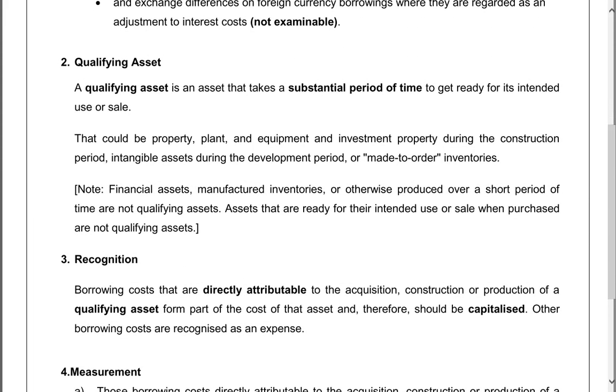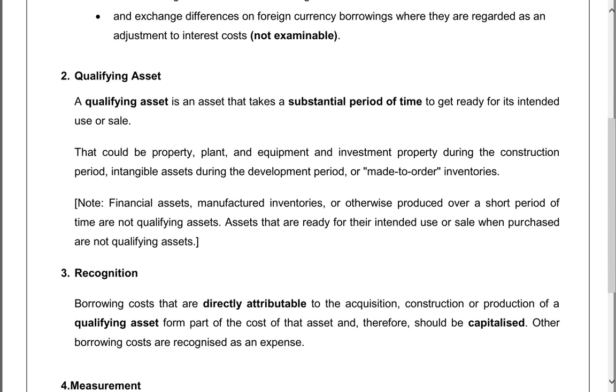So, qualifying asset. The definition is an asset that takes a substantial period of time. They never say how long, but not necessarily more than 1 year. It can be less than 1 year. That takes a substantial period of time to get ready for its intended use or sale. So, for example, if you construct the building yourself, it will take a substantial period of time to complete so that you can use it, or so that you can sell it. That is a qualifying asset.